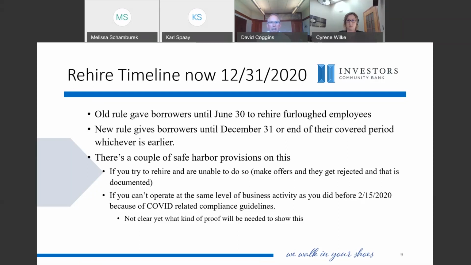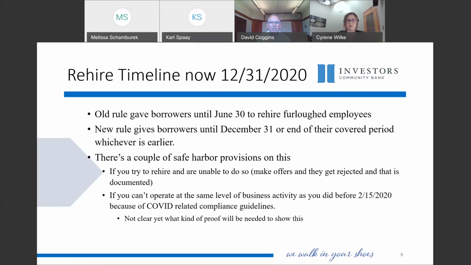Or if you can't operate at the same level of business activity as you did before February 15th because of COVID-related compliance guidelines. This is what I mentioned earlier. It's things that regulatory agencies like OSHA or the CDC or the health department put some restrictions on you. You can't operate like you normally did. Then that's something that could give you a safe harbor.